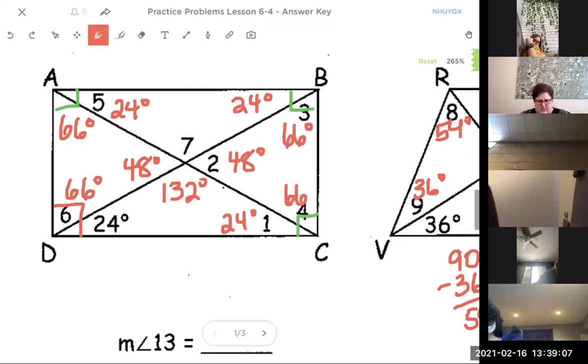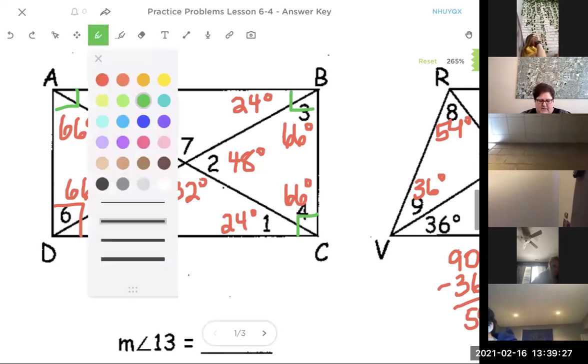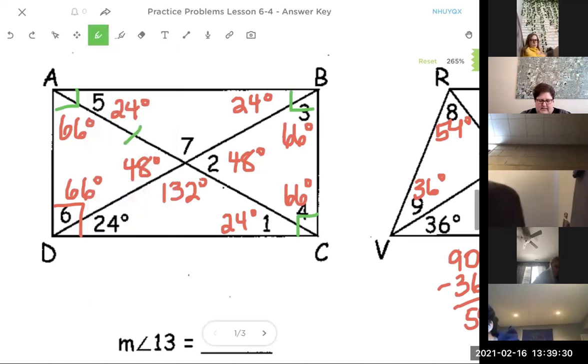Okay, how do we know that these angles here have to be the same? How do we know the 66s are the same and the 24s are the same? Because the diagonals form isosceles triangles. The diagonals are congruent to each other, which means not only do they bisect, but they also make isosceles triangles.